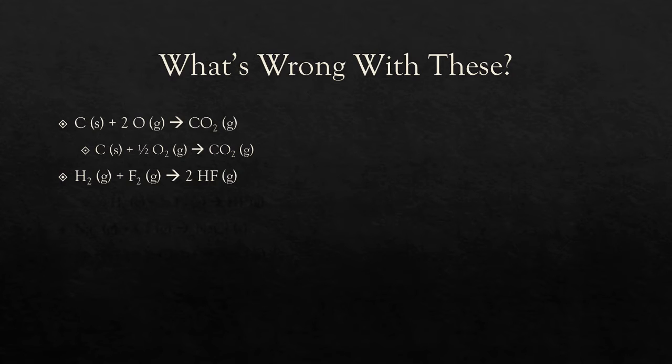Here we have H2 and F2 reacting to make hydrogen fluoride. Again, it's balanced, everything's in the right state, looks good. The problem is we are making 2 moles of a product instead of 1. Remember, the requirement is we only make 1 mole of each product. So we're going to just cut everything in half. Half a mole of H2, half a mole of F2 to make 1 mole of HF.